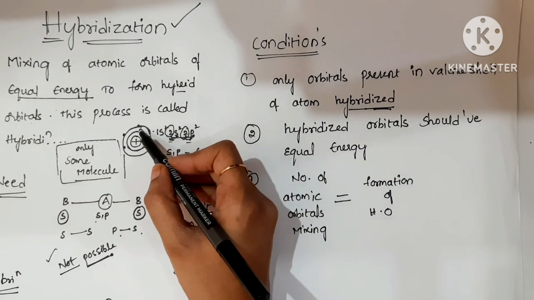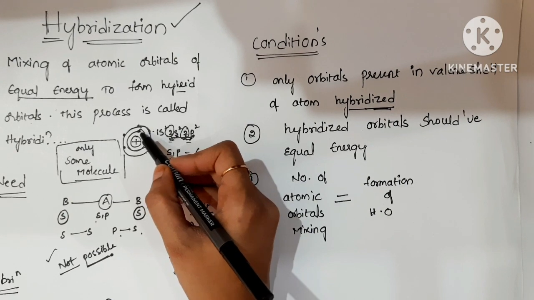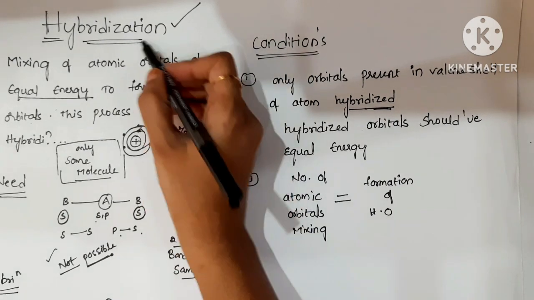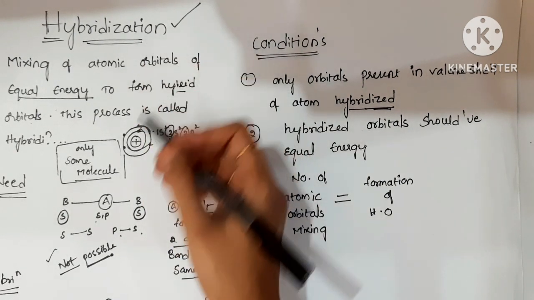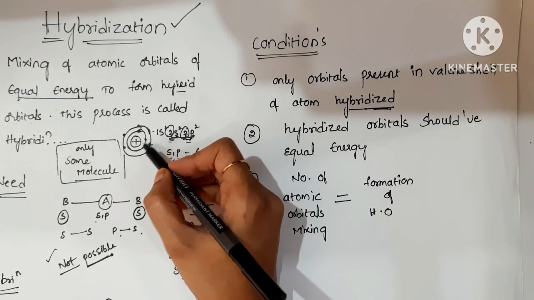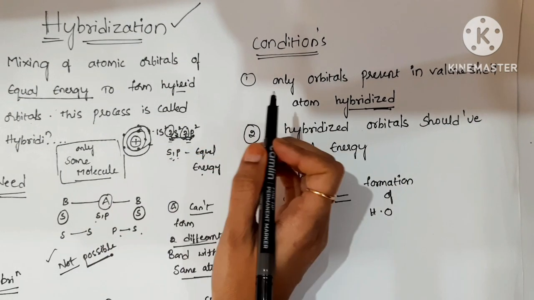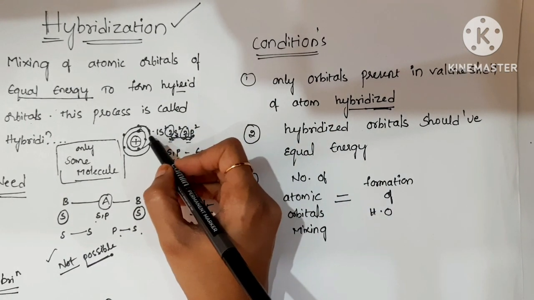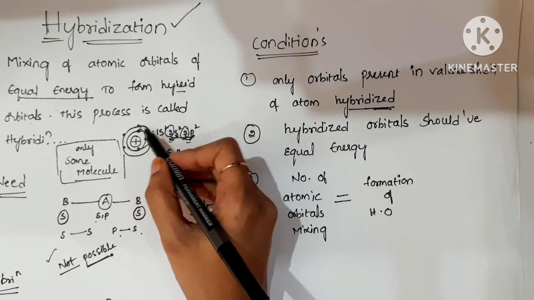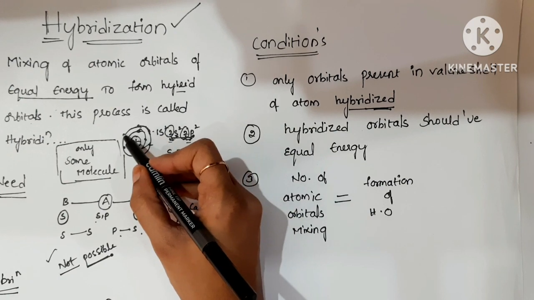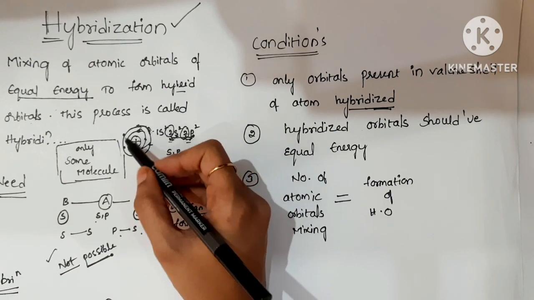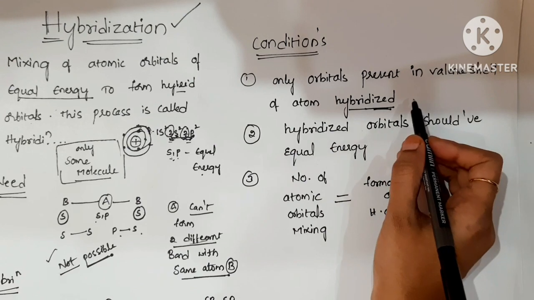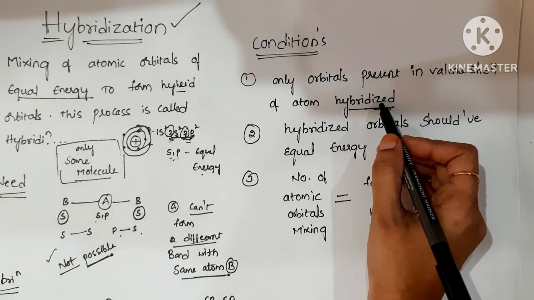That means inner orbitals present in the inner shells do not participate in hybridization. The orbitals present in the valency shell, I mean the last shell, undergo hybridization. This is the first condition.